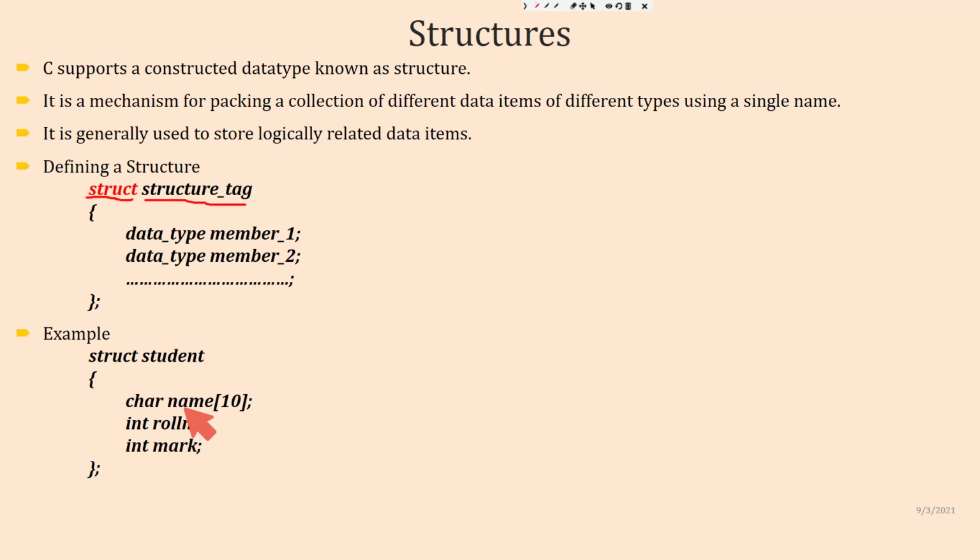We all know name is a string because it contains more than one character. So since it is a string, we have to use a character array. Then to store roll number, I have to use an integer variable. Then to store mark, I have to use another integer variable. So if you look at this, these are all related data items. When we think about a student, name, roll number, mark, everything is related, because everything has a meaning. These all things are related to a student. That's why a structure is generally used to store logically related data items.